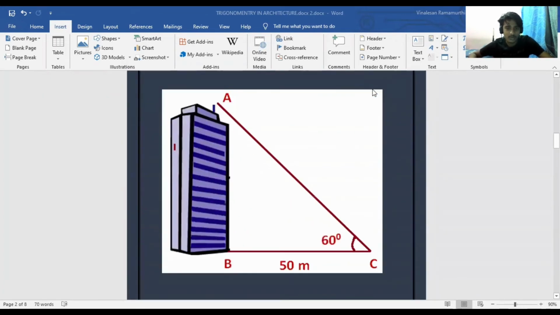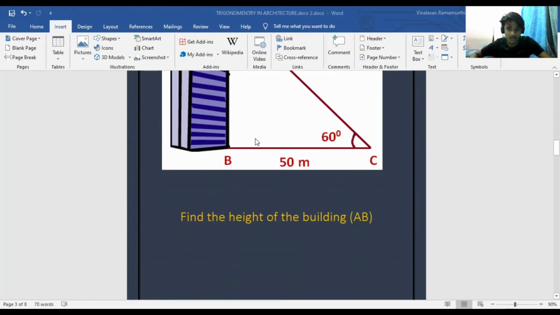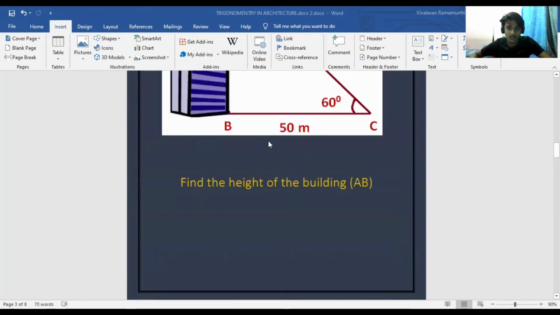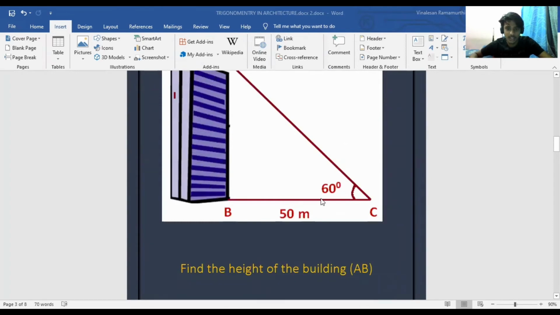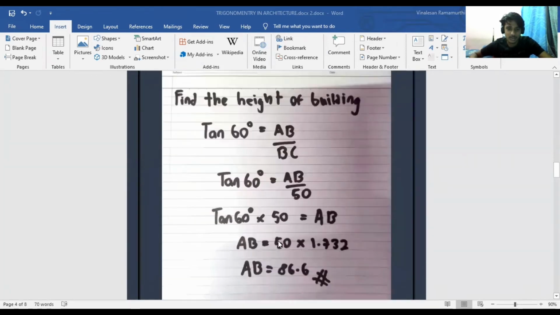Question number one, we should find the height of AB. To find the height of AB, we must use tangent. Tangent equals opposite over adjacent. Given the adjacent equals 50, tangent 60 times adjacent 50, we get the height of the building, which is 86.6.